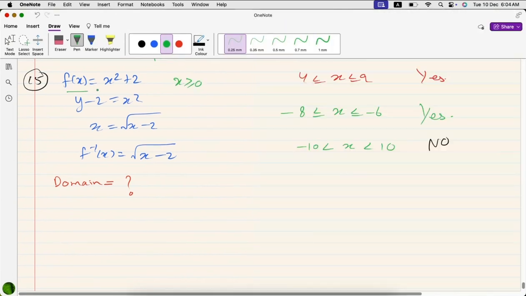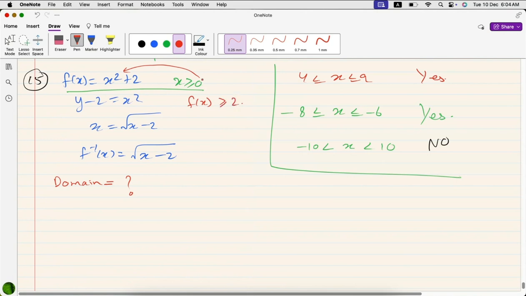See, this is the main function, and we know that the domain is x is greater than or equal to 0. If I substitute that 0, may I say f of x is greater than or equal to 2 for this given domain? Only f of x, we're talking about only f of x. For this given domain, the range is f greater than or equal to 2. If we put the values of x from the domain into f of x, we will get f of x greater than or equal to 2.